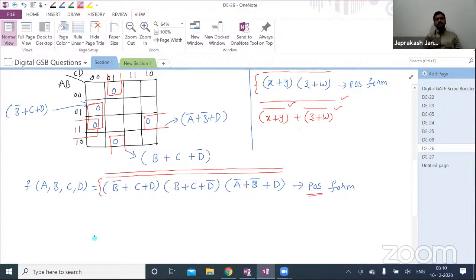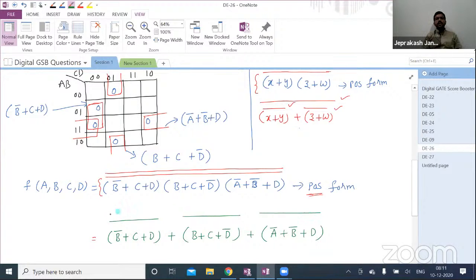Just one second. Yeah, first term complement, that is B bar plus C plus D whole bar, first term complement plus second term complement plus third term complement. Okay, and you have the external complement as it is. I hope this step is clear for everyone.